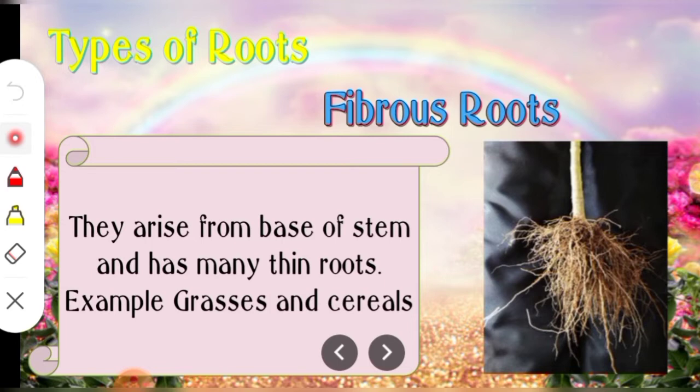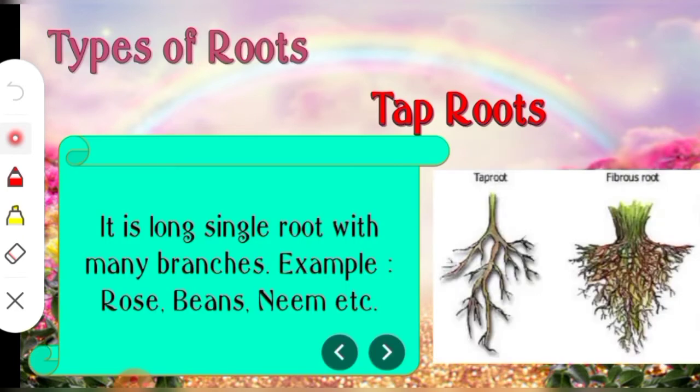fibrous roots. Fibrous roots arise from the base of the stem and have many thin roots. For example, grasses and cereals. So what kind of root does grass have? Fibrous. As you can see in the picture, this is an example of fibrous roots. There are some more types of roots. Let's see them one by one.